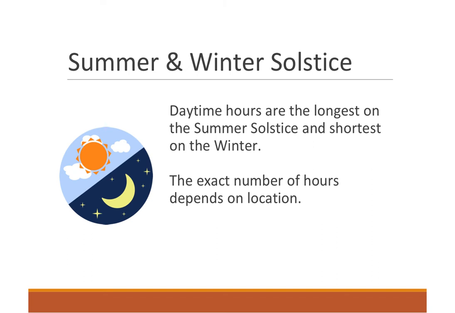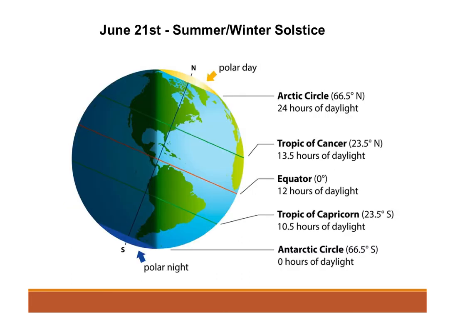So the length of daytime hours, daylight hours, are the longest on the summer solstice, whether you're in the northern or southern hemisphere, and they are the shortest in the winter, again, no matter what hemisphere you're in. But the exact number of hours depends on location. Here are some example cities, if you happen to be on June 21st, the summer or winter solstice, depending upon whether you're in the northern hemisphere or the southern hemisphere.